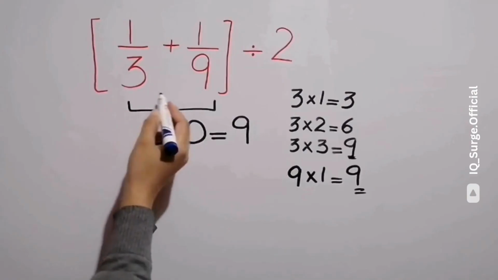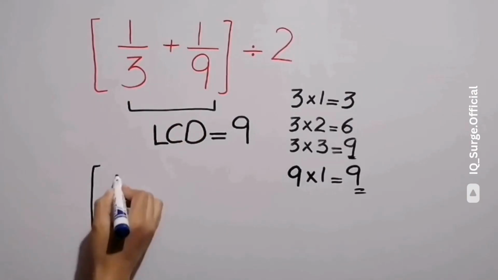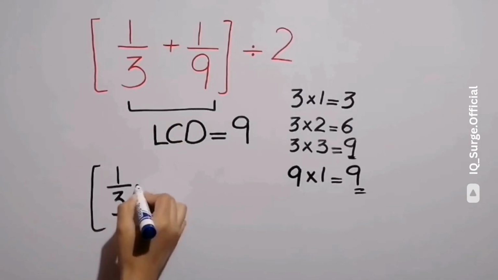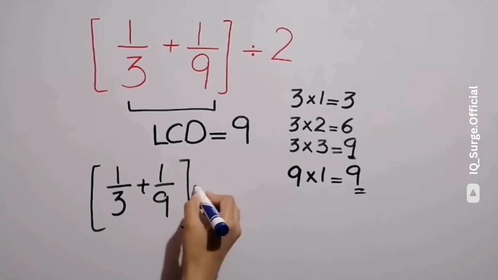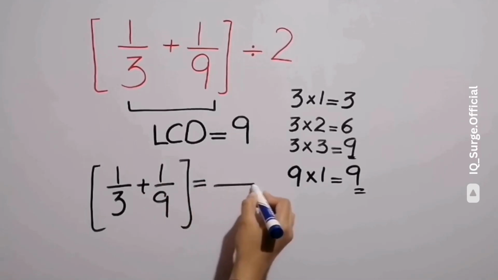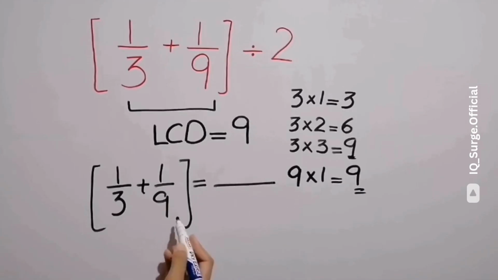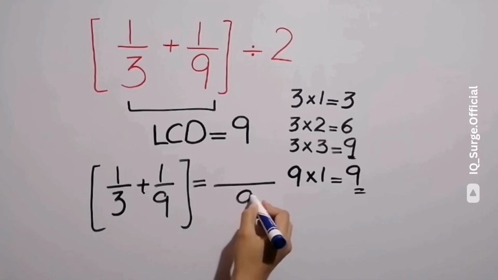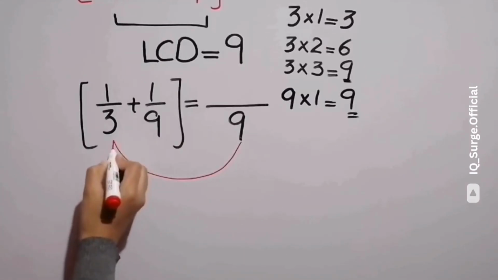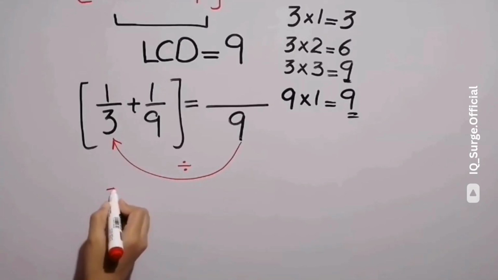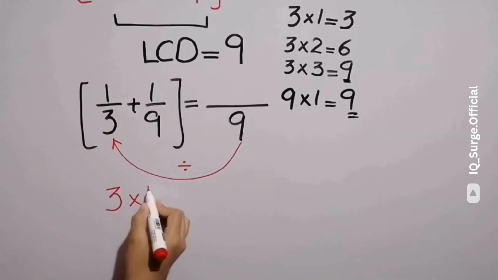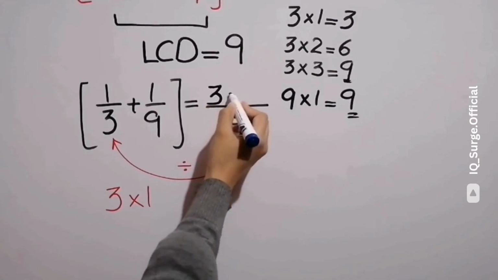When two fractions are added, first we find the common denominator. After we find the common denominator, we simplify. As you can see in the image, we have a common denominator. And in this step, we divided the common denominator by the denominator of the fractions. 9 divided by 3 is equal to 3. And 3 times 1 is equal to 3. We write it in the numerator: 3 plus.